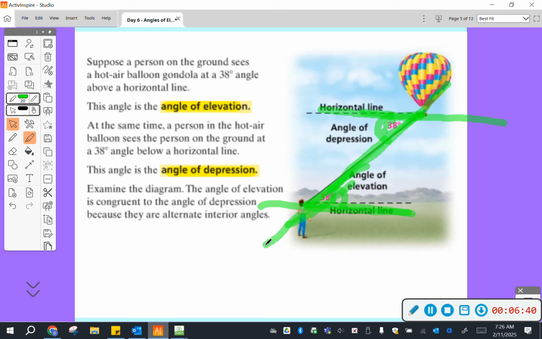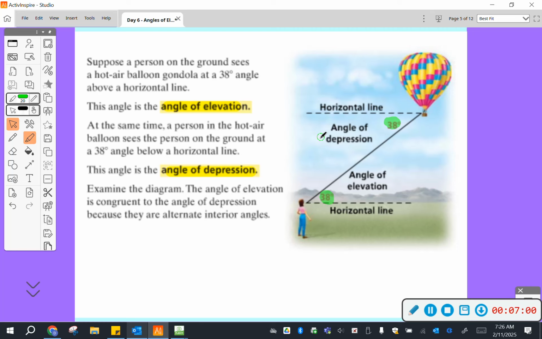Is it like the one word, like you go by same side, different side? Inside or outside? These are alternate interior angles. And alternate interior angles are the same, which is why the angle of elevation and the angle of depression are the same.